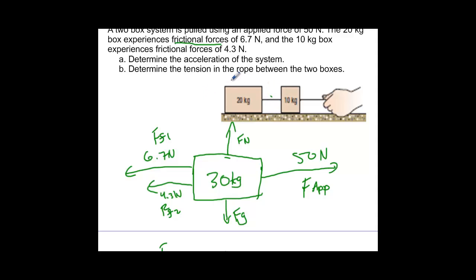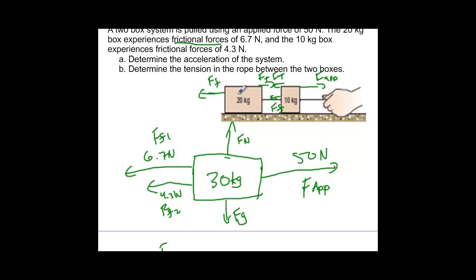And so there's two ways of looking at it. One way is there's a 20 kilogram box getting pulled backwards by a frictional force and getting pulled forward by a tension force. Another way is there's a 10 kilogram box getting pulled forward by an applied force, getting pulled backwards by that same tension force, and also getting pulled backwards by a frictional force. Solving this two different ways, we should get the same tension either way. So let's try it both times and hopefully we get the same.